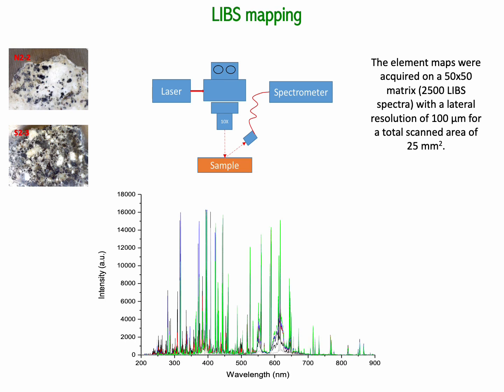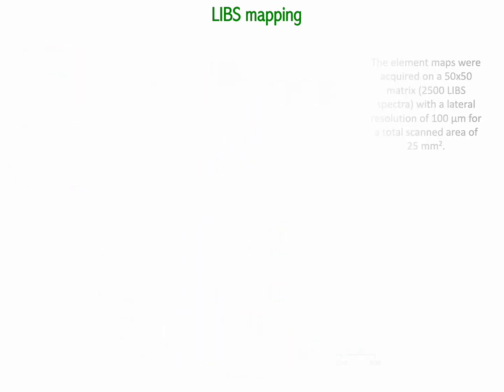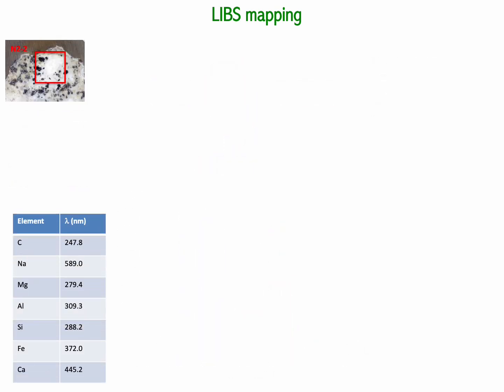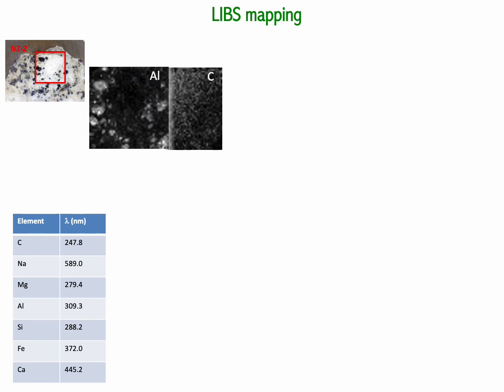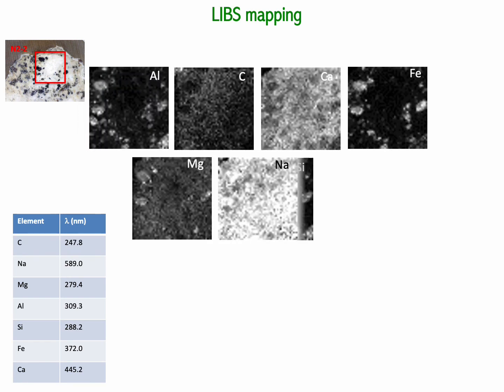The element maps were acquired on a 50 per 50 matrix, 2500 LIBS spectra with a lateral resolution of 100 microns for a total scanned area of 25 millimeters square. Once all the spectra have been acquired, an easy way to use the data is to select a representative line for each element of interest and report its intensity in grayscale.